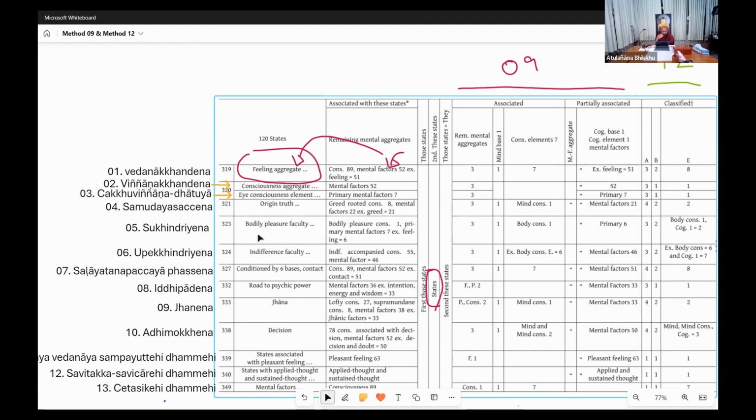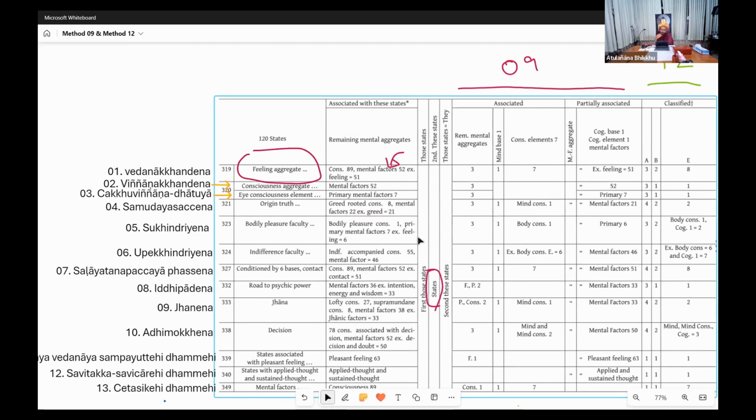Okay. We move to the next group, which is number 4. The fourth one is the Samudaya Sacca, the origin truth. We know the Sarupatha for the Samudaya Sacca is the Lobha Cetasika, the greed mental factor. So the Dhammas which are associated with the Lobha Cetasika are the greed rooted 8 consciousness, and also the 22 mental factors excluding greed. In these 8 consciousness rooted in greed, there are 22 mental factors. From that we have to deduct the greed. So that's why we get the answer here as 21.